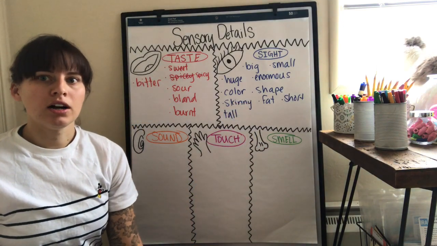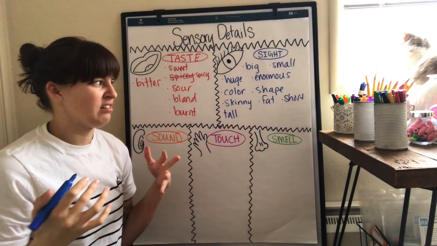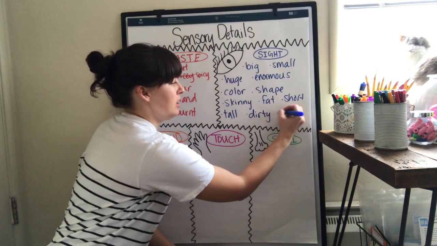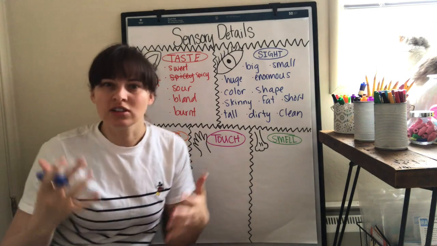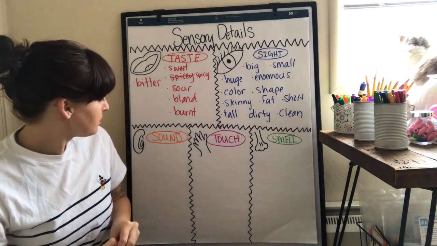Maybe you're describing, like, I don't know, dirty. Maybe something's really dirty. Maybe something's really clean. Right? These are things that you can use so we can visualize the things that you're talking about in your story. Now let's do sound.